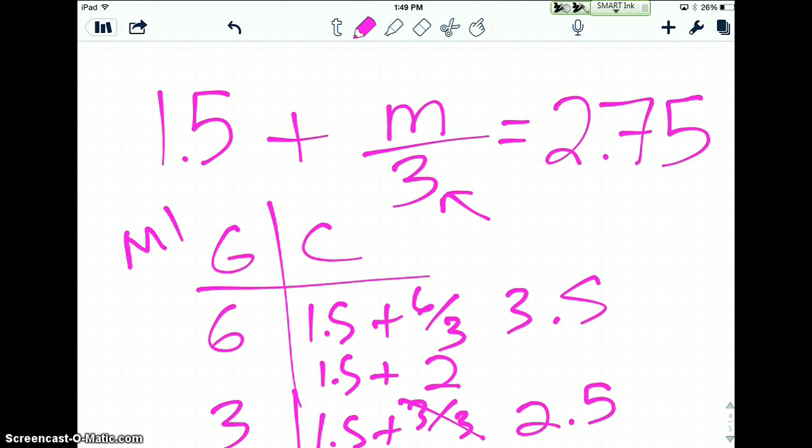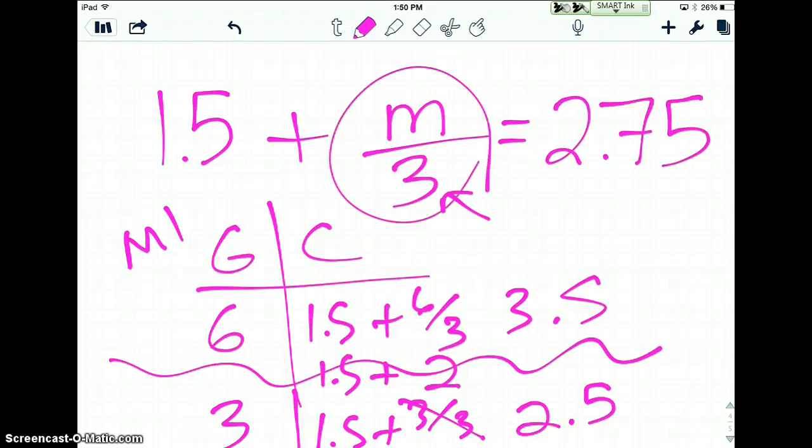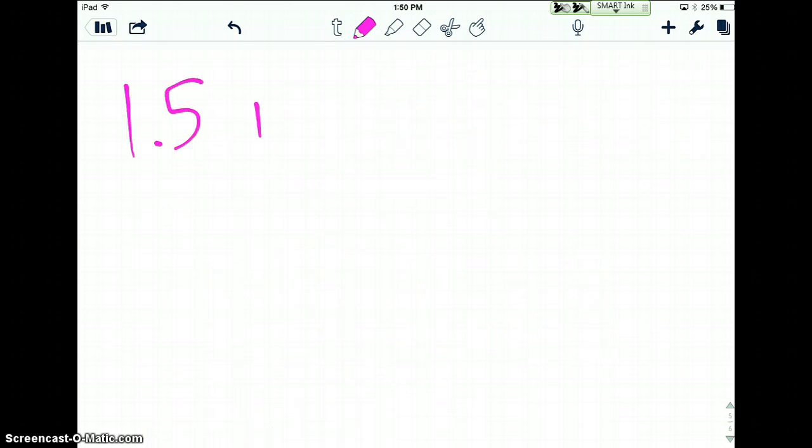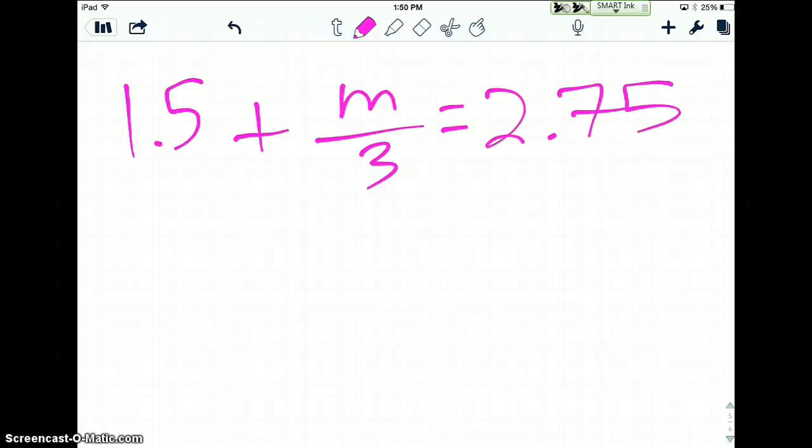Ooh. So at this point, I know the answer is somewhere in between 6 and 3. And I don't really want to pick 5 or 4 or decimals after that, because then that just means more work of the division. So this is just giving me a good, reasonable estimate. My answer, when I solve it algebraically, should be in between these two numbers. So let's see if it actually works. So 1.5 plus m divided by 3 equals 2.75.